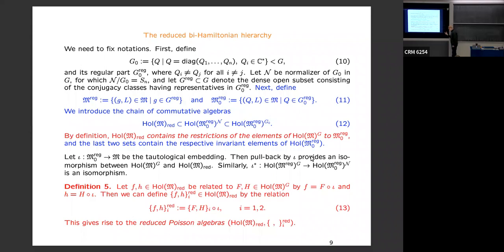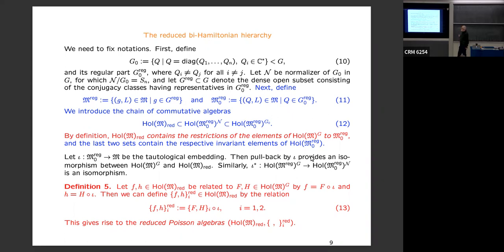It's some kind of gauge fixing in physics language. It's a partial gauge fixing because there is still conjugation freedom with respect to the normalizer of this maximal torus, which contains the maximal torus itself and some permutations. So this normalizer is N. So I'm going to talk about maximal torus invariant functions on this regular part, and normalizer invariant, and the restrictions of all the invariant functions.